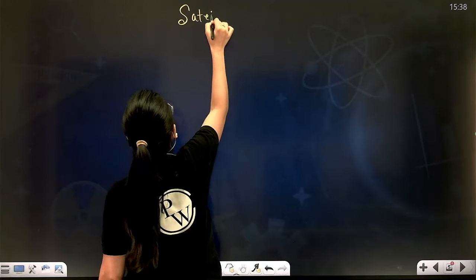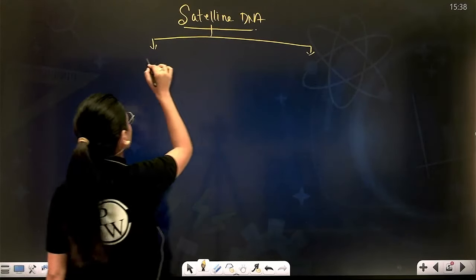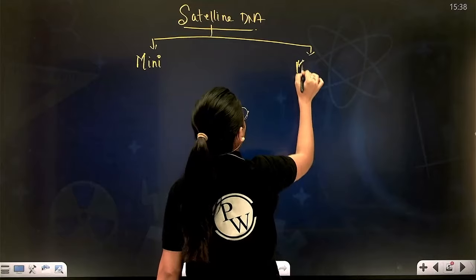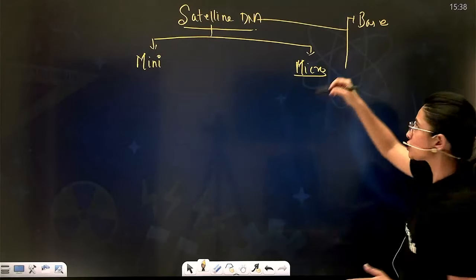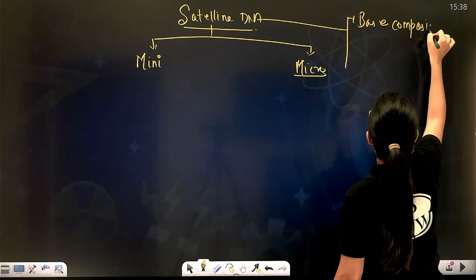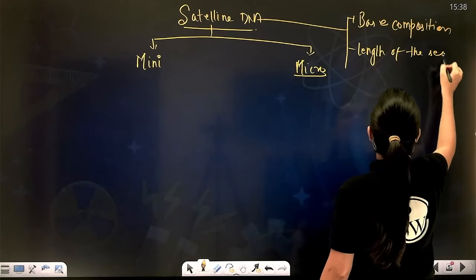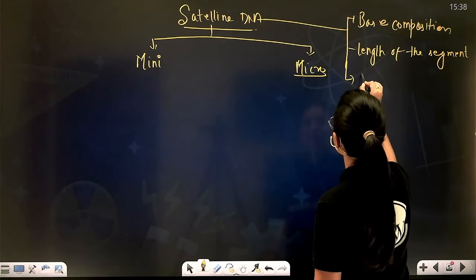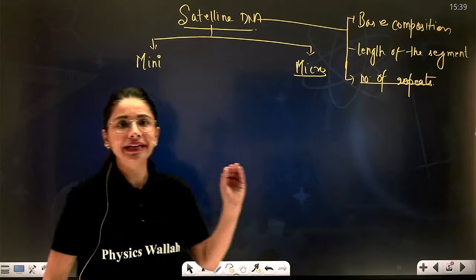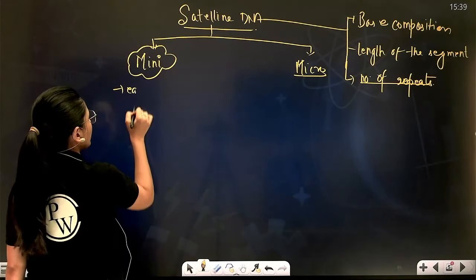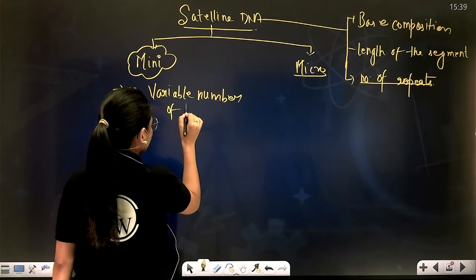Now, this satellite DNA, depending upon the base composition, length of the segment, and number of repeats of those repetitive sequences, can be of two types. So next you are going to write that satellite DNA, which is the minor genome, beta, can be of two types: mini satellite or micro satellite. That is on the basis of base composition, whether they are AT rich or GC rich, length of the segment, and the number of repeats, because they are repetitive sequences. There are two types, mini and micro. Mini satellites, for example, one which is very common is VNTR, variable number of tandem repeats.